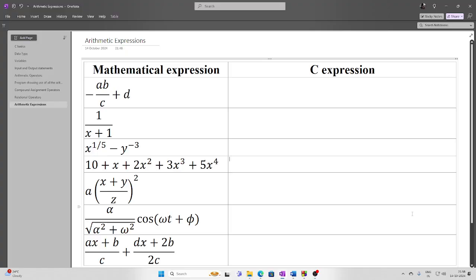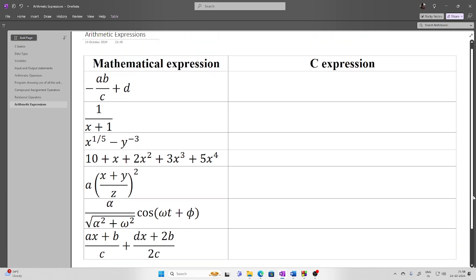Hello friends. In this particular lecture I will be discussing the arithmetic expression. When arithmetic operators like addition, subtraction, multiplication, division connect different variables and constants, that expression is called an arithmetic expression. So here there are some arithmetic expressions you can see.